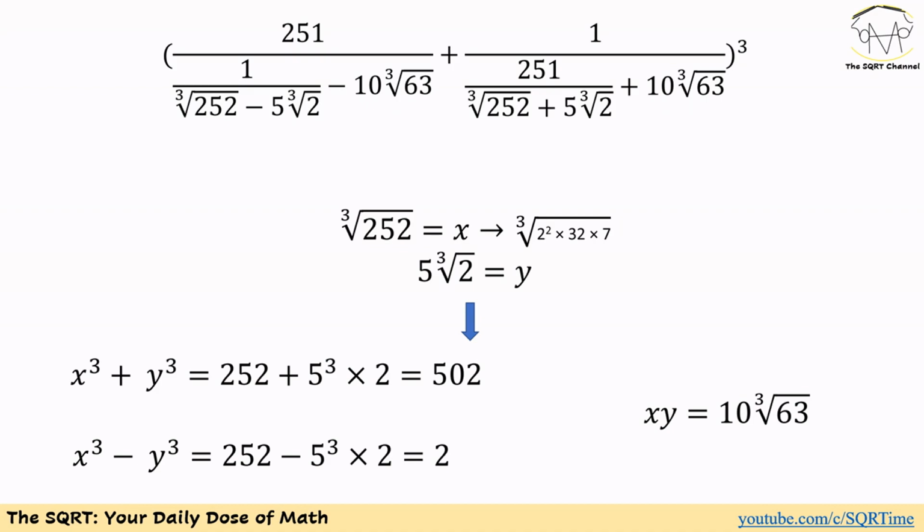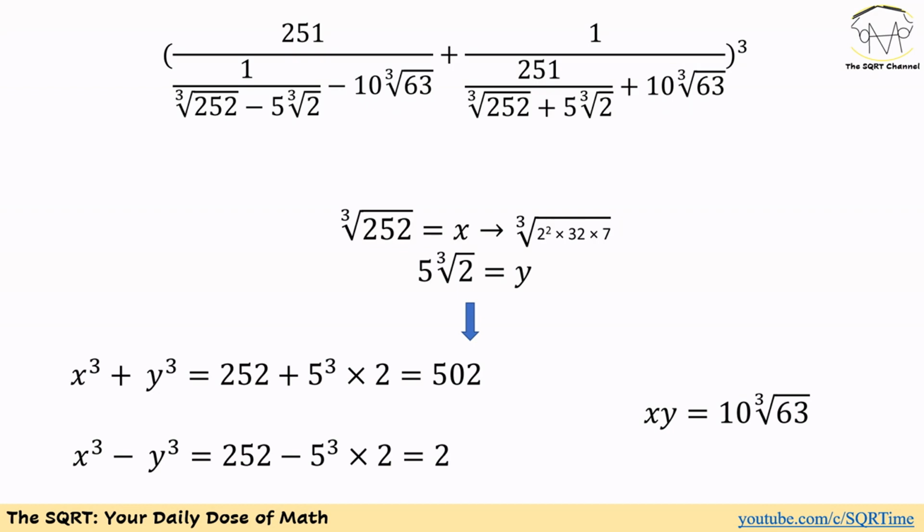Now, if we use x and y as explained, then we can calculate x to the power of 3 and y to the power of 3 easily. Obviously, x to the power of 3 is going to be 252 and y to the power of 3 is going to be 125 times 2. Using these, we can say x to the power of 3 plus y to the power of 3 is going to be 502, and x to the power of 3 minus y to the power of 3 is going to be 2. On the other hand, you can verify that x times y is going to be 10 times cube root of 63.